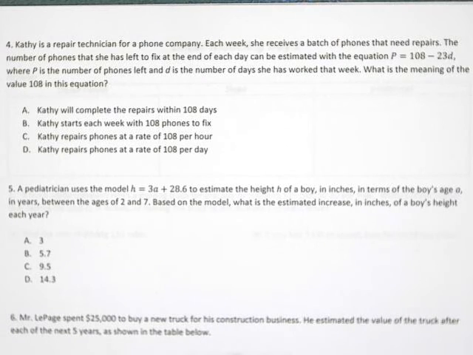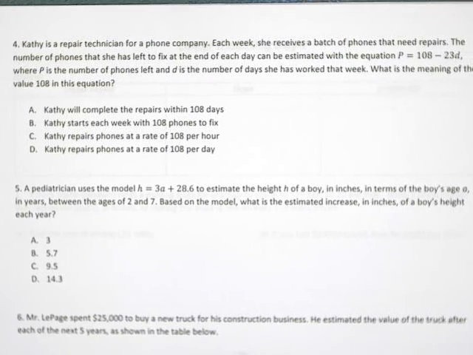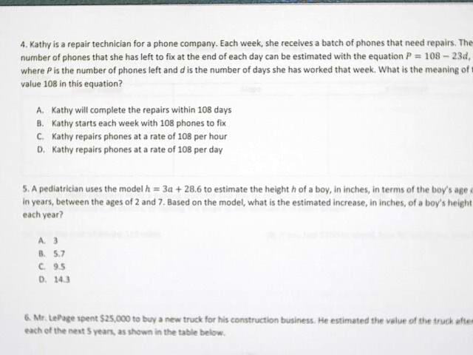So it says here, Kathy is a repair technician for a phone company. Each week she receives a batch of phones that needs repairs. The number of phones she has left to fix at the end of each day can be estimated by the equation P equals 108 minus 23D, where P is the number of phones left and D is the number of days she has worked. What is the meaning of the value 108 in this equation?